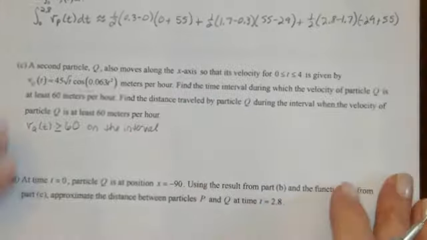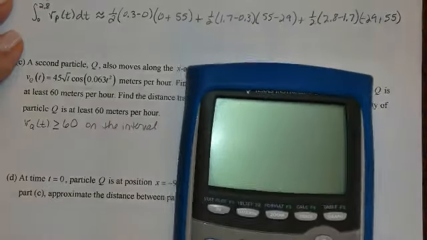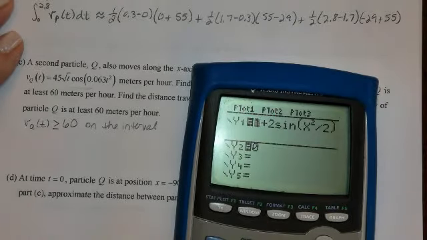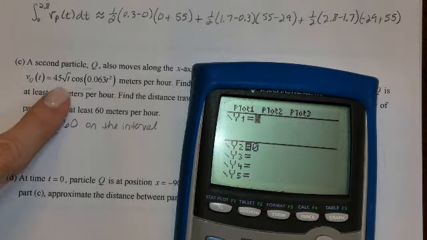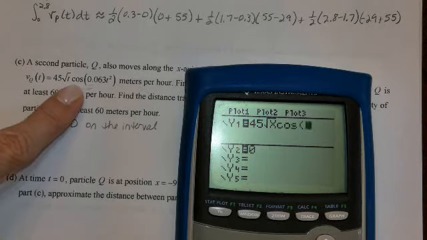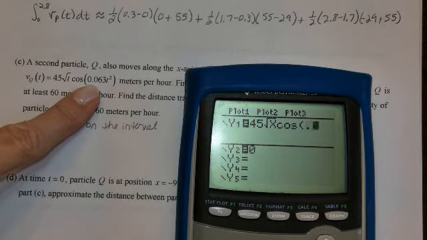Okay, now it's just a matter of going and looking at the graph. So I'm going to go to the graph. Better put it in there first and get rid of this. So I'm going to type this in carefully. So 45 square root x cosine 0.063 t squared, x squared.